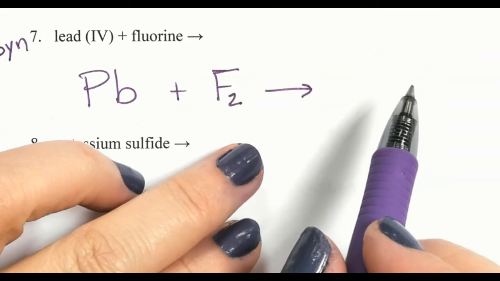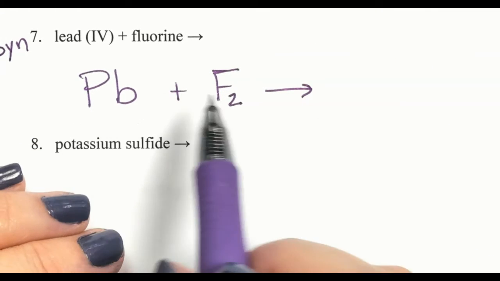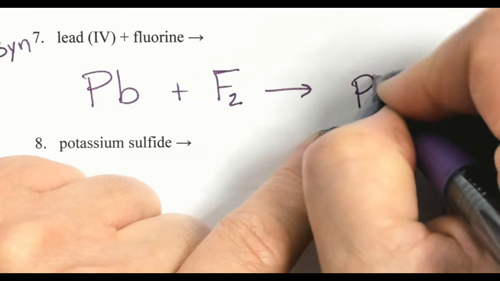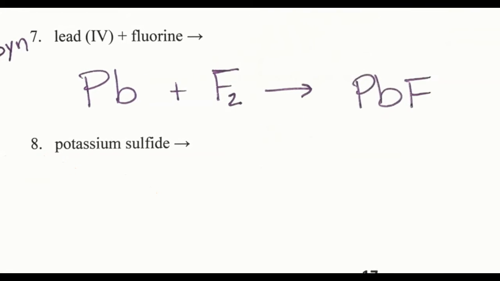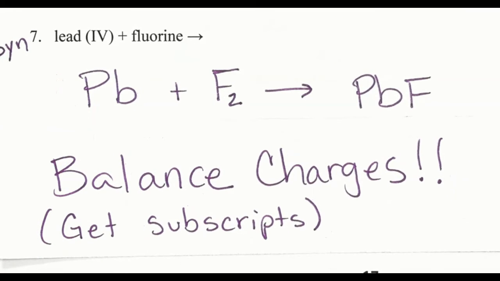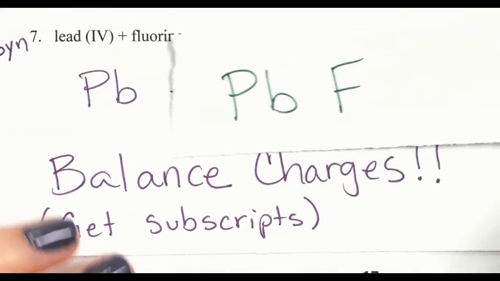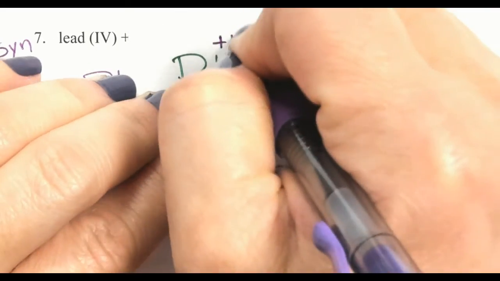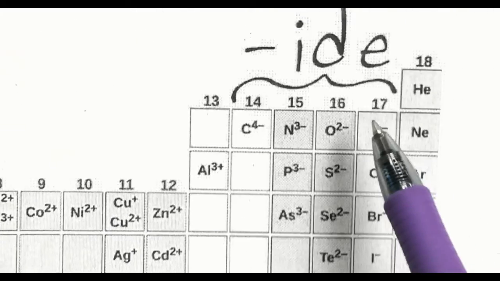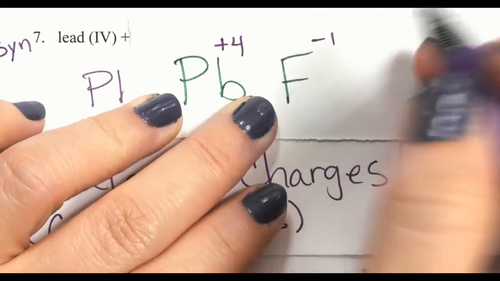Now we're going to predict our product. We're just going to combine lead and fluorine, do not carry forward the 2, so it's just PbF. Now we're going to have to balance the subscripts of PbF. So here I wrote it on a separate little slip of paper, and lead has a Roman numeral of 4, so it's a plus 4. And then if we go look at fluoride on the periodic table, it's here. It has a negative 1 charge. So we'll put a negative 1 there.